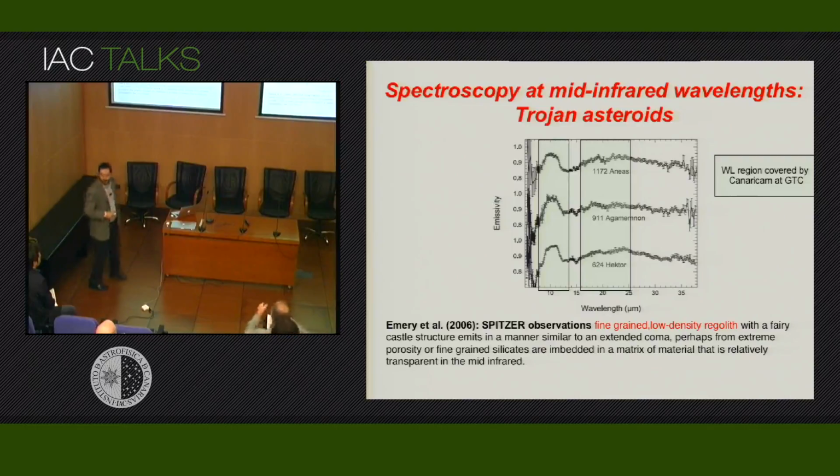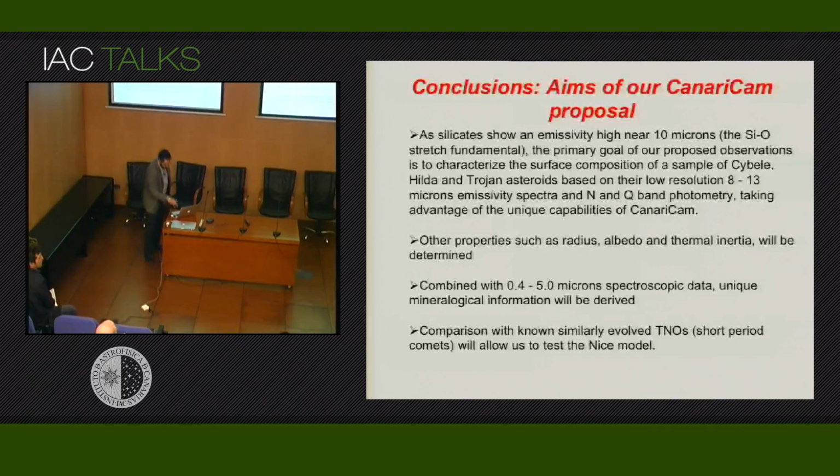If we have the Q band, we can better constrain the thermal model to subtract it from the spectrum. We will measure radius, albedo, and thermal inertia, and combine them with our observations in this spectral range. We will be able to obtain unique mineralogical information of these populations that, compared with similar TNOs, like short period comets, will allow us to test the NICE model. And that's it.